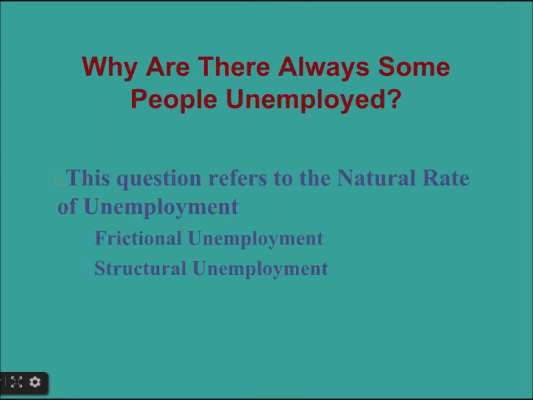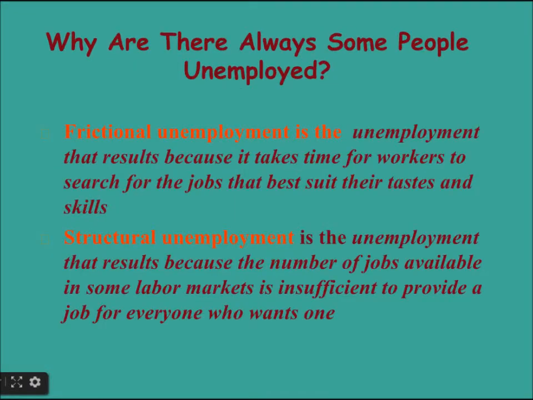Why are there always some people unemployed? The question refers to the natural rate of unemployment, and the reasons are frictional unemployment and structural unemployment. So let's see what these mean. Frictional unemployment is the unemployment that results because it takes time for workers to search for the jobs that best suit their taste and skill.